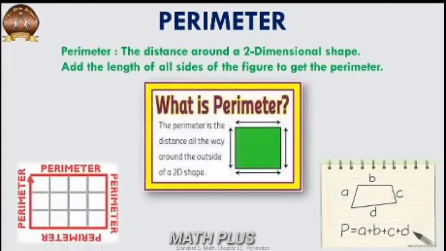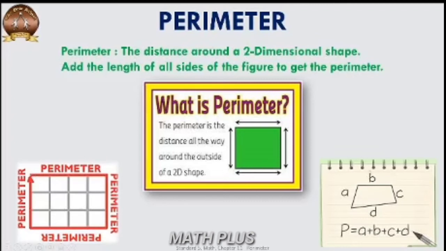Now what is a perimeter? The perimeter is the distance all the way around the outside of a two-dimensional shape. We have to start from one corner and move in one direction, either clockwise or anti-clockwise. As you can see in the figure on the left side in red, we are moving in the clockwise direction. We keep on adding these sides, and when we come to the starting point we stop there.